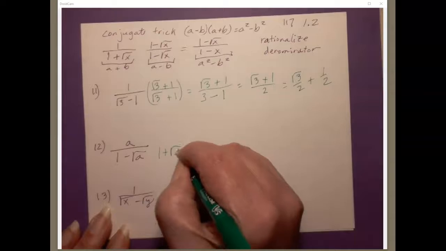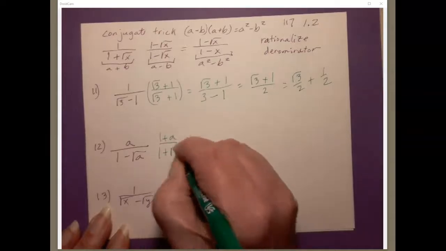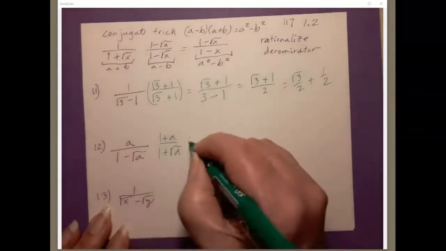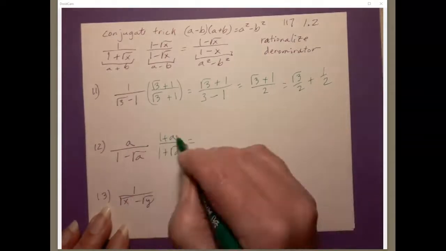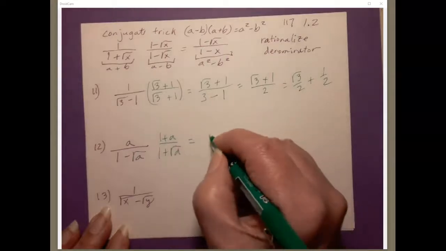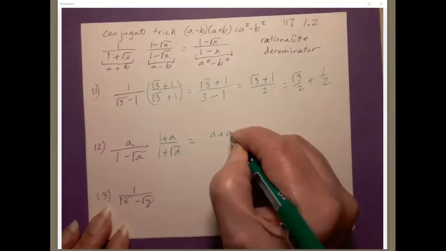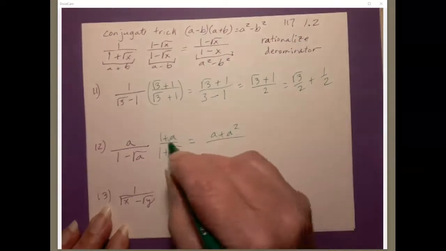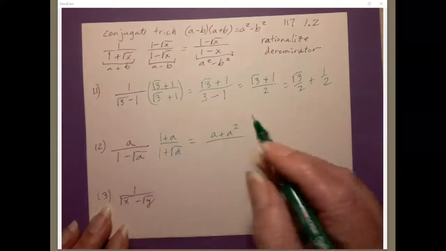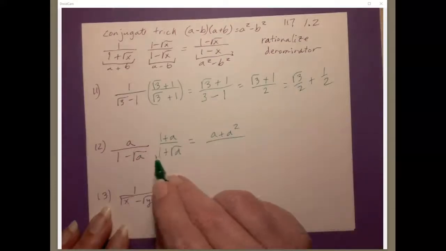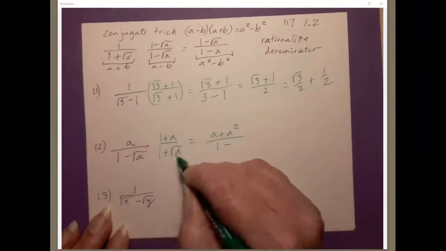1 plus square root of a. 1 plus square root of a is what's going to get rid of the radical in the denominator. Now if I multiply this through, I'm going to get a plus a squared. And I could have left it and just written a times 1 plus a. The first one squared is 1 minus the second one squared is a.